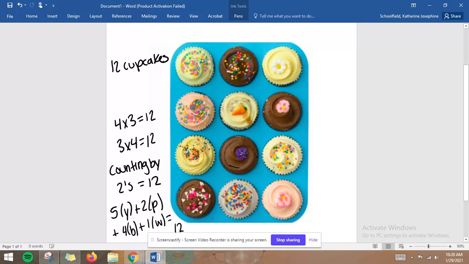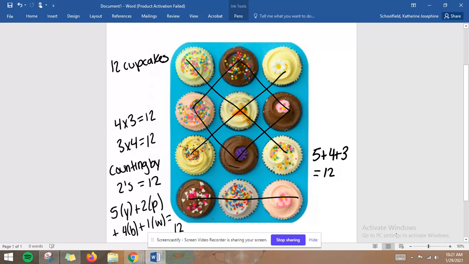And then another way of doing this is if you ever look at dice, on dice you can see the numbers differently. So right here you would see 5, and that's how it looks on a dice. And then here you would see 4, and then here would be 3. So 5 plus 4 plus 3 equals 12. So that's another way of doing it.